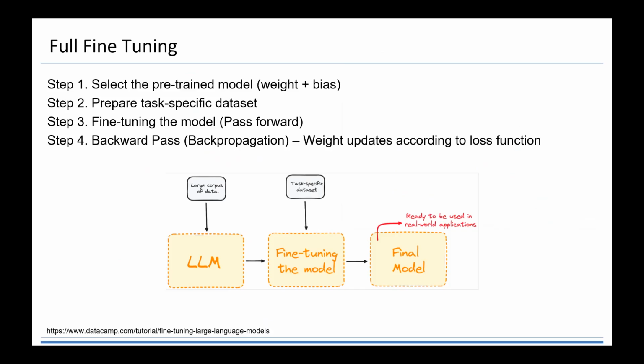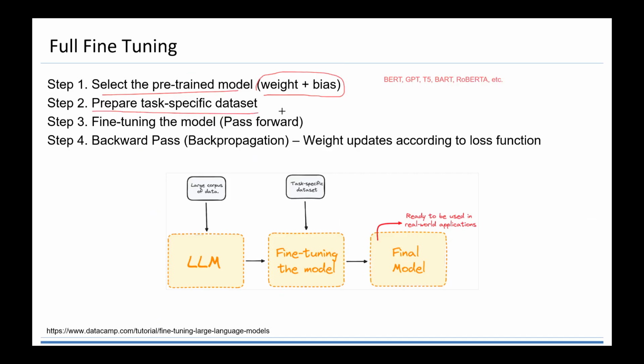Full fine tuning means we need to do the selection: what is the pre-trained model that you want to use? Usually with the pre-trained model, we have the bias and the weight. You can use any kind of pre-trained model. We have BERT, we learned about GPT, and we already know other pre-trained models such as T5, BART, RoBERTa, etc. You can select the best pre-trained model, and then prepare the task specific dataset.